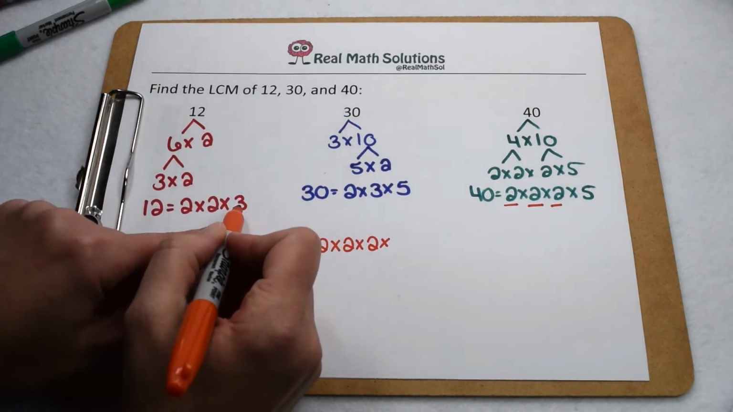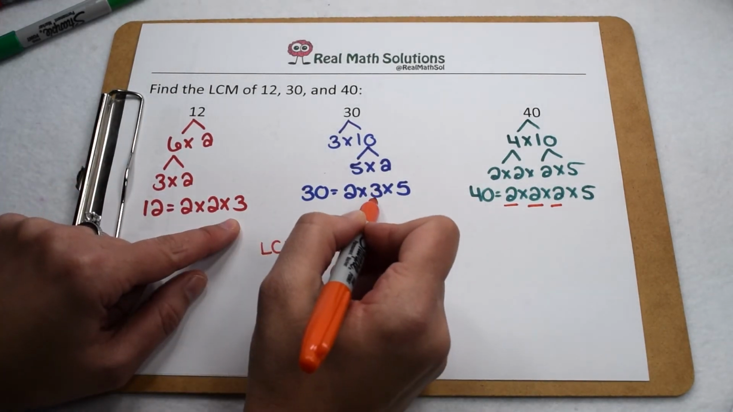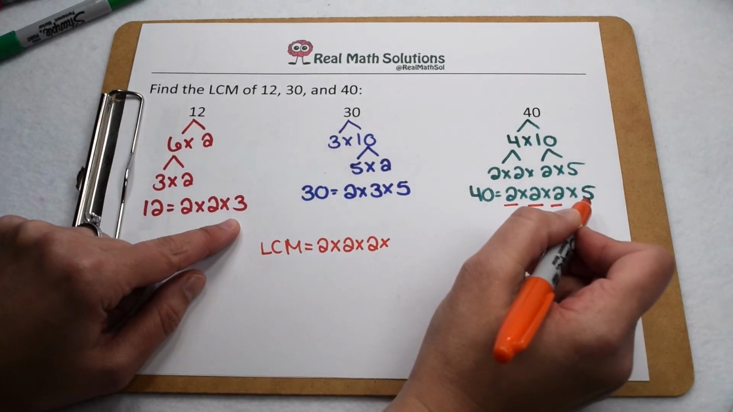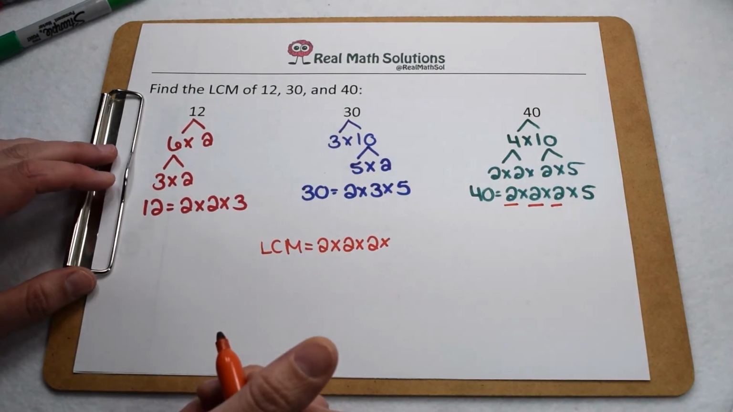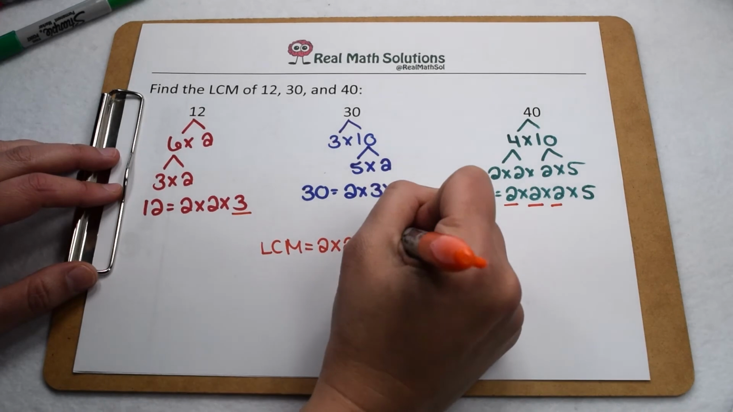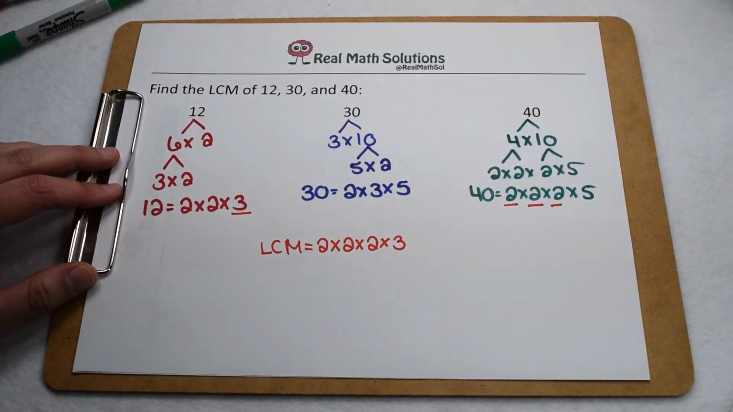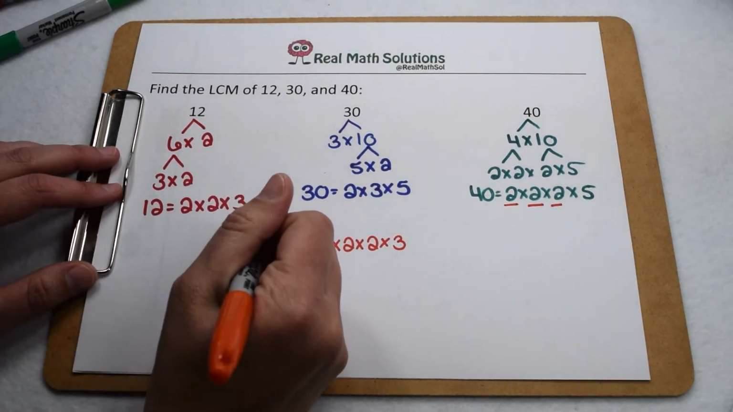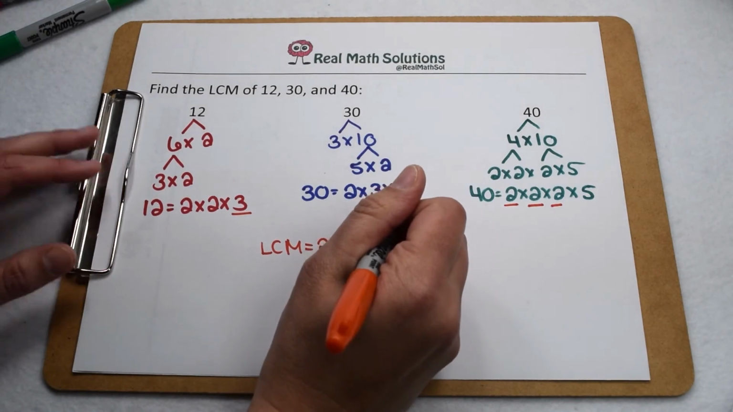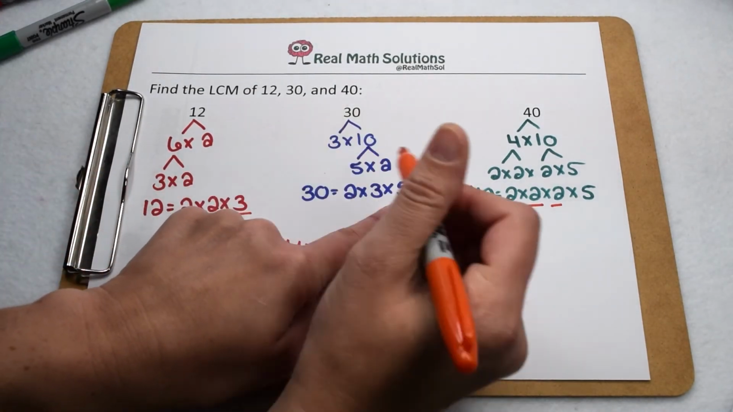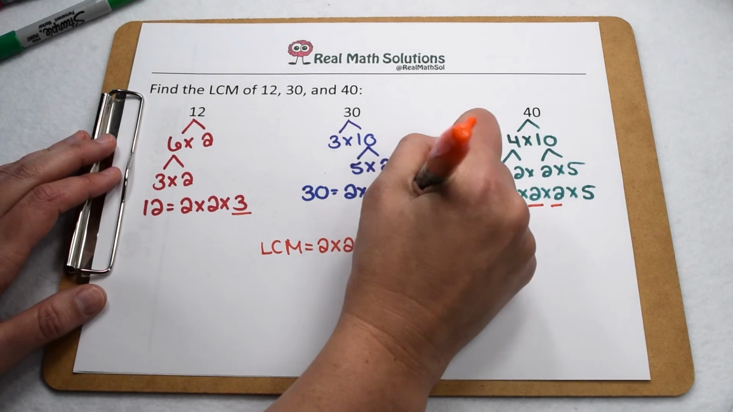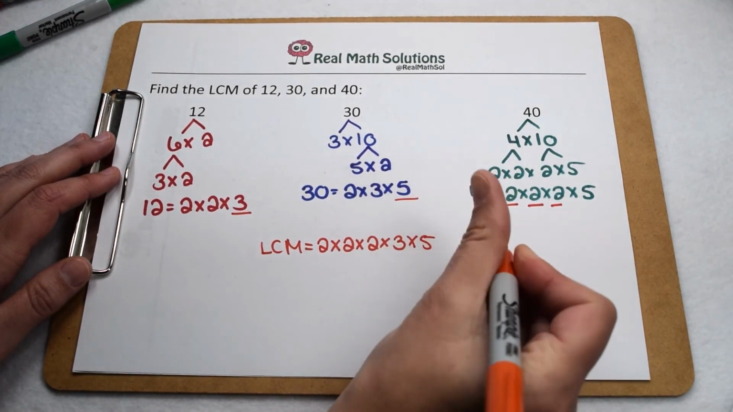Next, let's look at 3's. 12 has one 3, 30 has one 3, 40 has no 3's. So the most number of times that 3 occurs is once. So we're going to use one 3 as part of our least common multiple. 2's and 3's, and then a 5. 5 occurs once, no times, once. So we're going to use one 5 as part of our least common multiple.